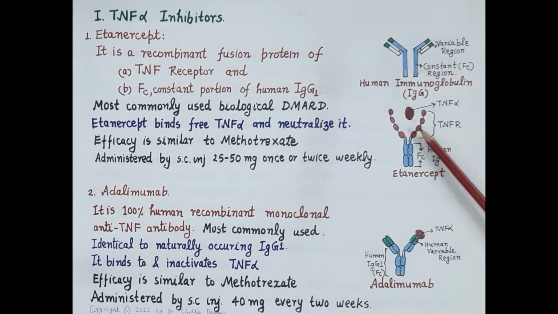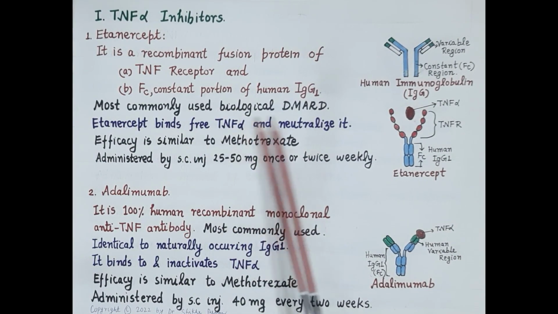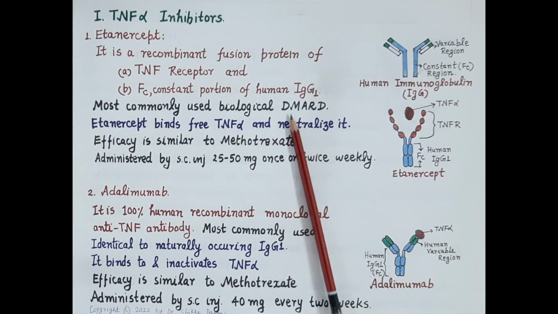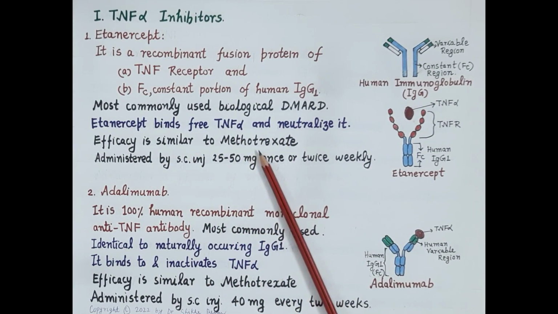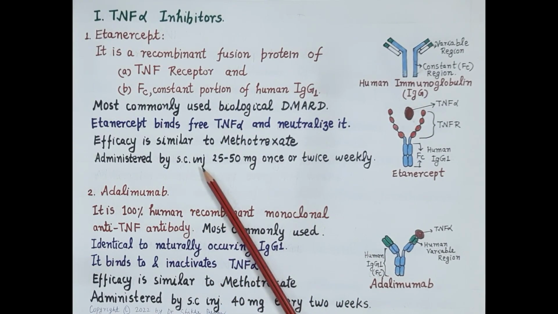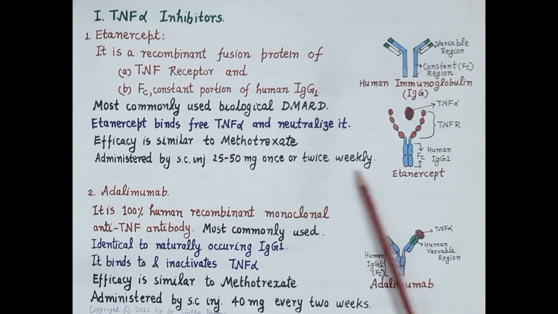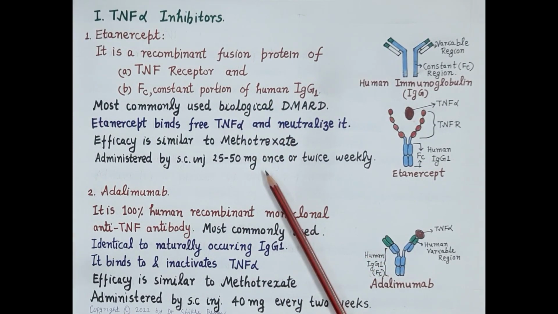Now this etanercept shows anti-inflammatory and immunosuppressant effect. It is the most commonly used biological DMARD, its efficacy is similar to that of methotrexate, and it is administered by subcutaneous injection, 25 to 50 milligram once or twice weekly. So this is about etanercept.